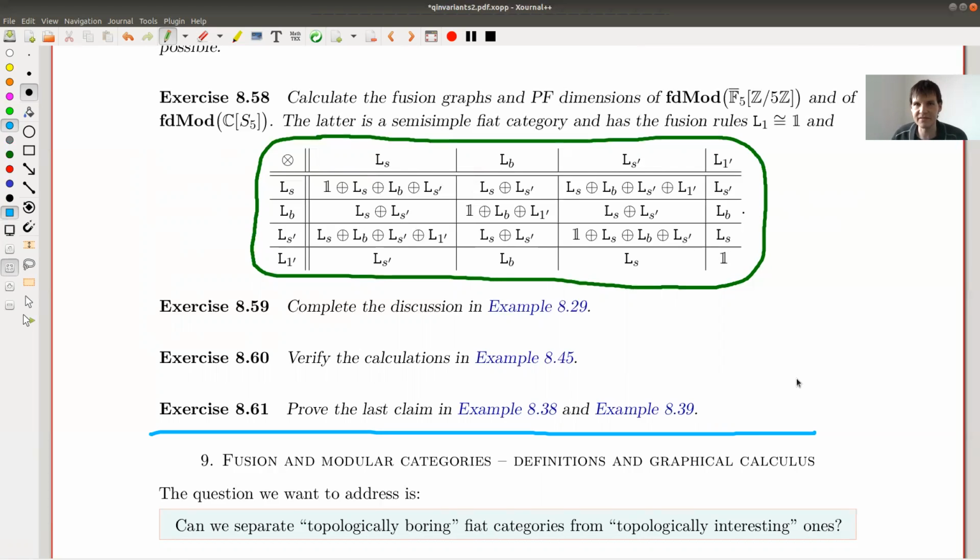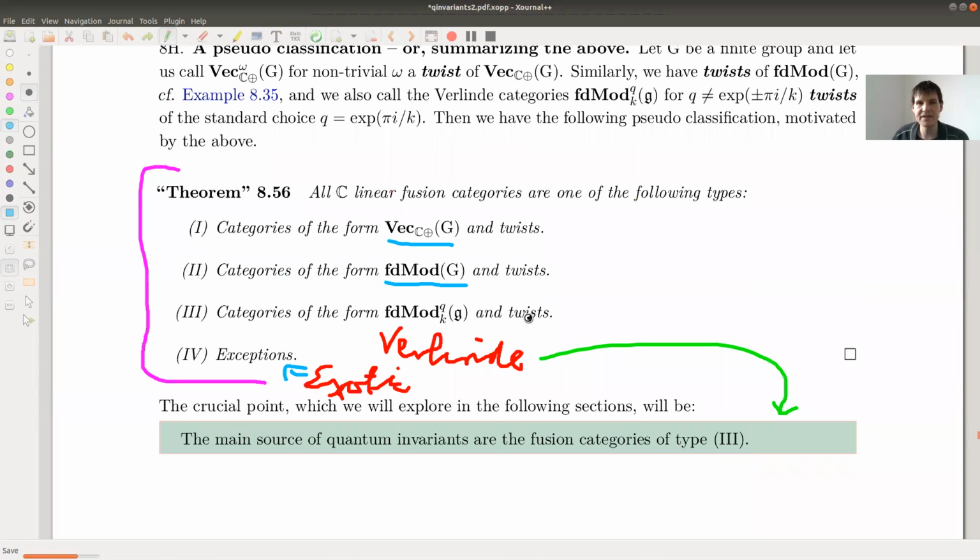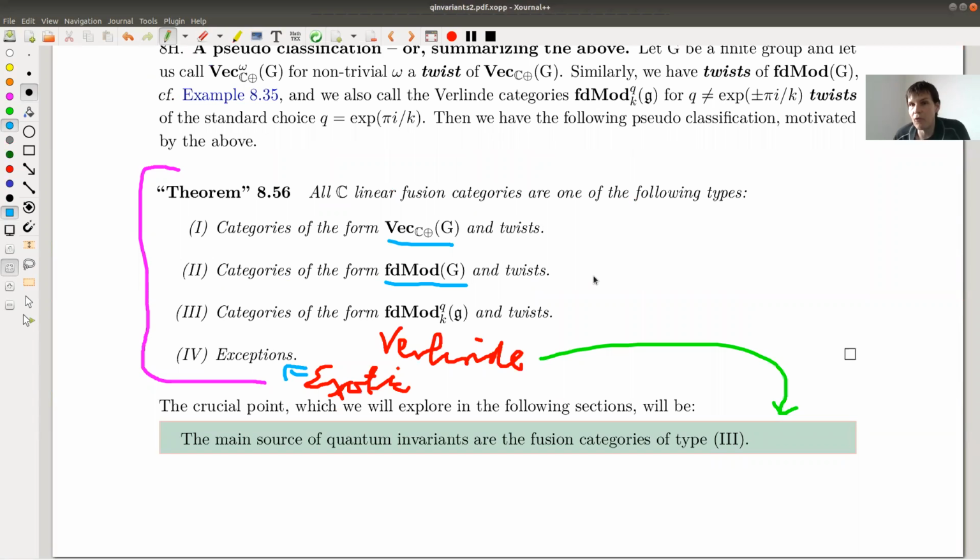Okay, so what have you seen in this lecture? Let me just wrap up. What we have seen is a classification theorem for those semisimple fusion categories, which you would like to see as the target of our quantum invariants, and they come in three flavors. There are group-graded vector spaces. There are representations of groups. These are a little bit boring. They usually have a boring braiding. So they give you quantum invariants, but not interesting quantum invariants.